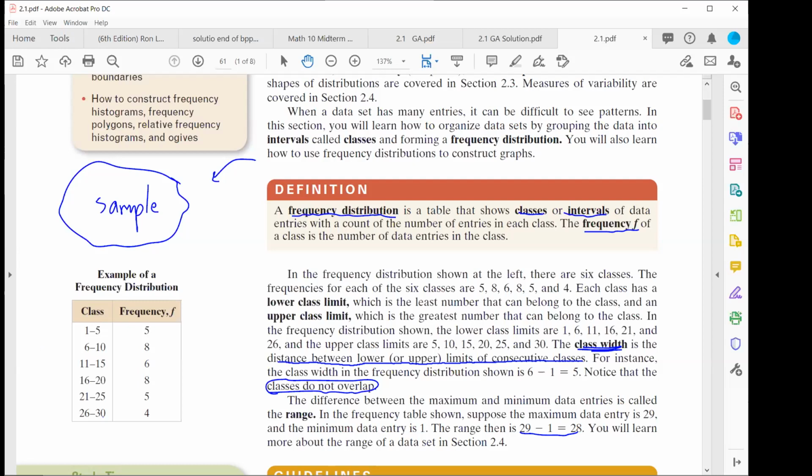So take lower limits of the first 2 classes. 6 minus 1 is 5. Take lower limits of the second and third class. 11 minus 6 is again 5. Now consider these 2 classes. These lower limits are 16 and 11. The difference is again 5. 21 minus 16 is also 5. And finally, 26 minus 21 is 5. This number is called class width. So the class width is 5.